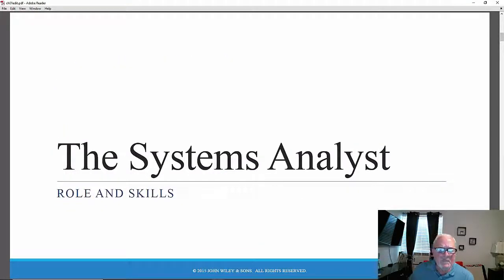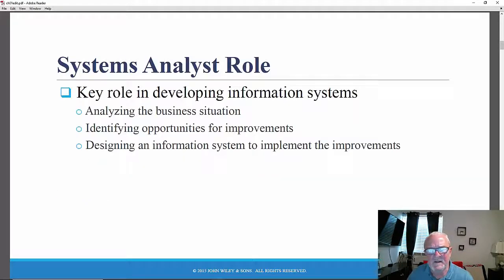So first, let's begin by looking at the roles and skills of the systems analyst. The systems analyst is a critical role and individual in any information systems development project. These are some of the things he or she does: analyzing the business situation, identifying opportunities for improvement, and designing an information system to implement the improvements.